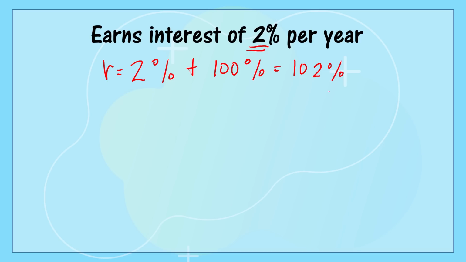So kapag ginawa nating decimal yan, ano yung gagawin natin? From the decimal point, move tayo ng 2 decimal places to the left. So 1, 2. So ang magiging common ratio natin will be 1.02. So bakit ba tayo nag-a-add ng 2%? Kasi let's say for example, at the first ay meron kang 100 pesos.